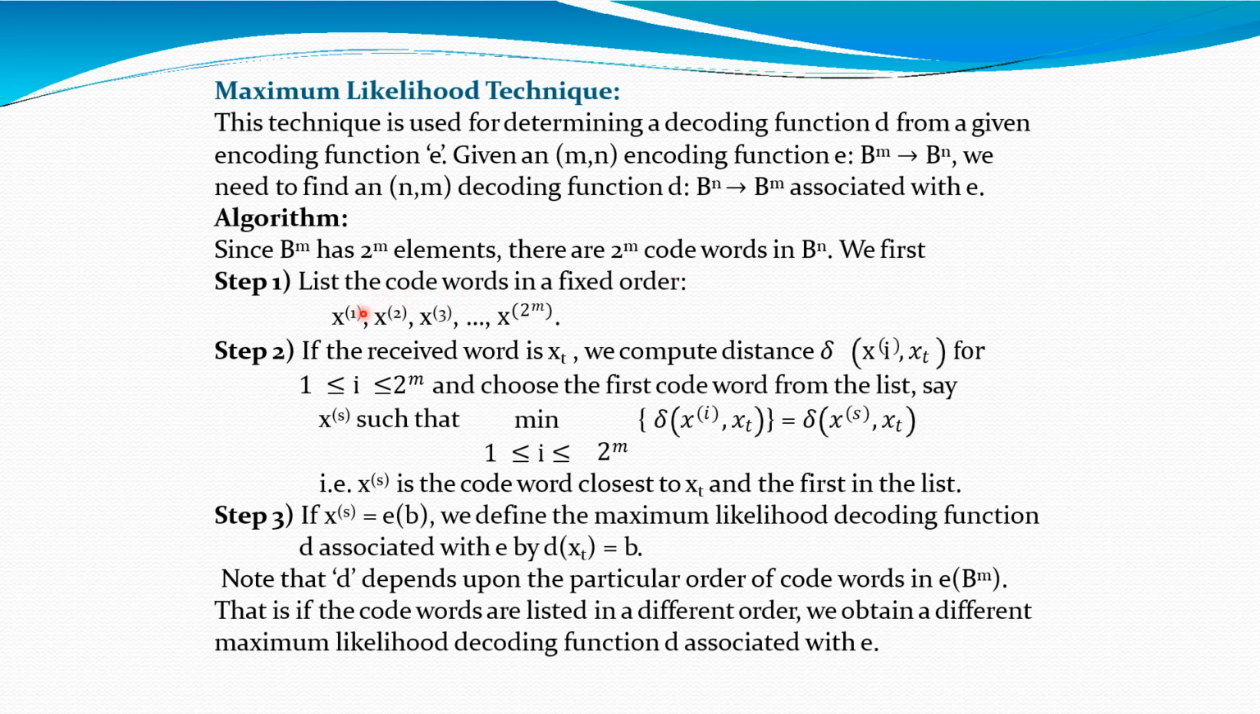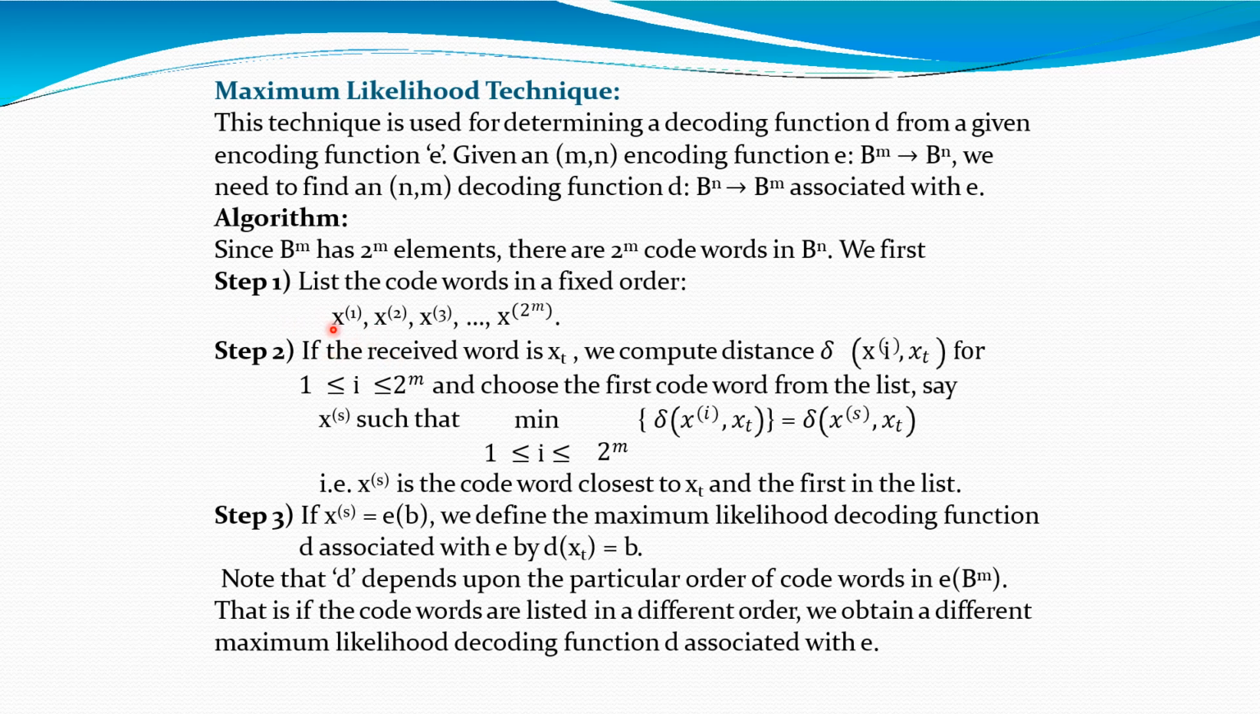Now step 1. List the code words in a fixed order, x1, x2, x3, up to x of 2 raised to m, because these are 2 raised to m in number. Step 2. If the received word is xt, we compute the distance delta of xi, xt for 1 less than or equal to i less than or equal to 2 raised to m, and choose the first code word from the list, say xs, such that minimum of delta xi xt is equal to delta xs xt. That is, xs is the code word closest to xt and the first in the list.